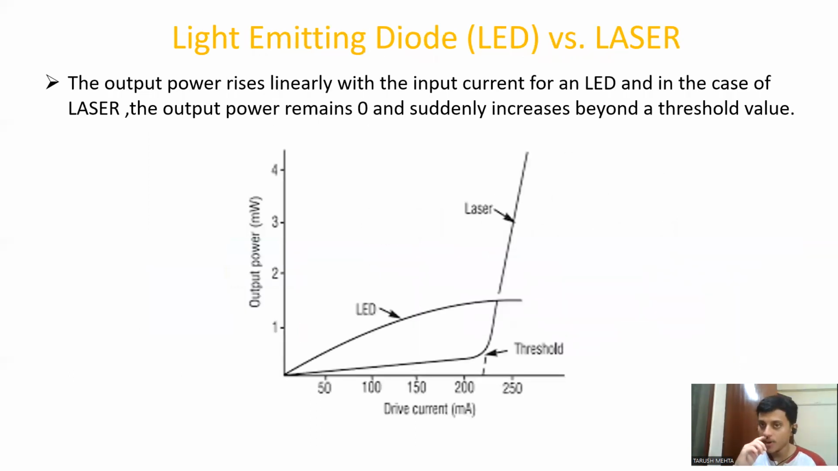Now, one of the key differences between the LED and the laser is that current starts flowing in a laser only after a fixed value of some threshold current. It means the laser starts emitting light only after it is given a fixed amount of threshold current, which may be close to some 200 milliamperes. However, in an LED, light starts emitting from a small value of current also. As we increase the current, the output power of the LED increases. And the output power of the laser also increases, but beyond a threshold.